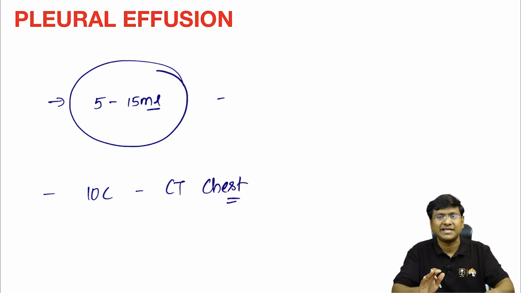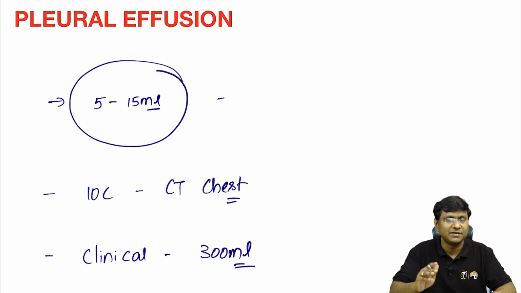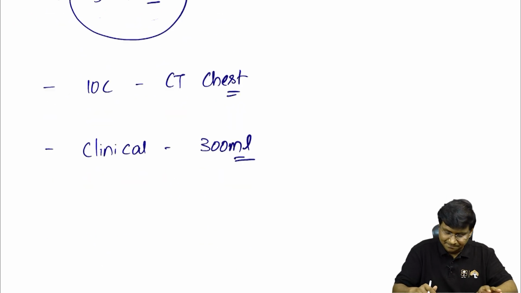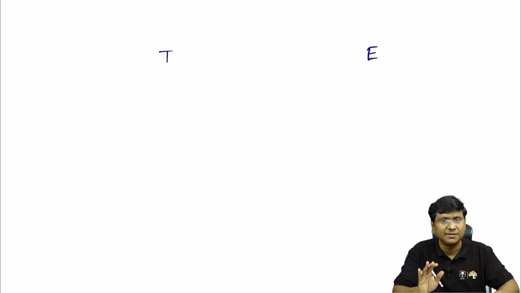That is the investigation of choice, which can detect even the minimal amount of fluid in the pleural space, right? Whereas the clinical detection of pleural effusion requires almost 300 ml of fluid to be accumulated within the pleural space. Now, depending upon the protein content, we classify pleural effusion into two types, the transudative and the exudative type of pleural effusion.